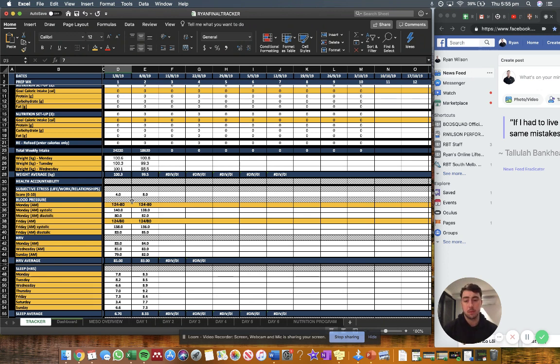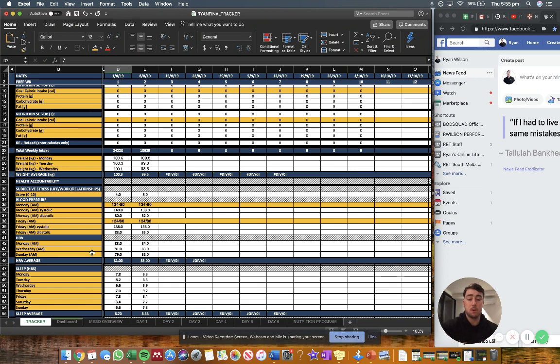Coming down, you have subjective stress. So it's an arbitrary number between 1 and 10. Basically, how stressed are you out of 10? Because that plays a big factor in how many days of training you should do per week, how hard your dieting should be, how high your steps can be, and gives me an insight into how you're feeling.